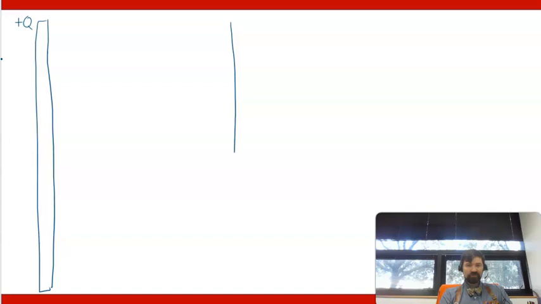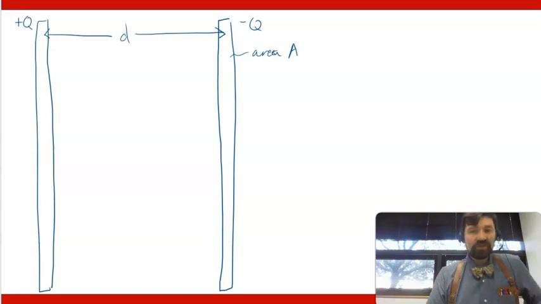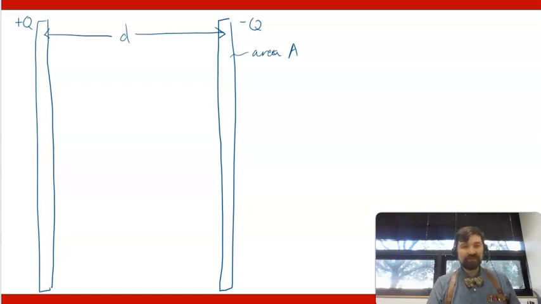Now, in an algebra-based physics course, the only real geometry that we ever deal with is a pair of parallel plates. So I have plate number 1 over here. This one is the positively charged, let's say plus Q. I have plate number 2 over here. This one is my negatively charged plate. And they are separated by some distance. So this distance between the two plates we'll call D, and each plate has area A. So now we ask, what is the capacitance for this configuration?